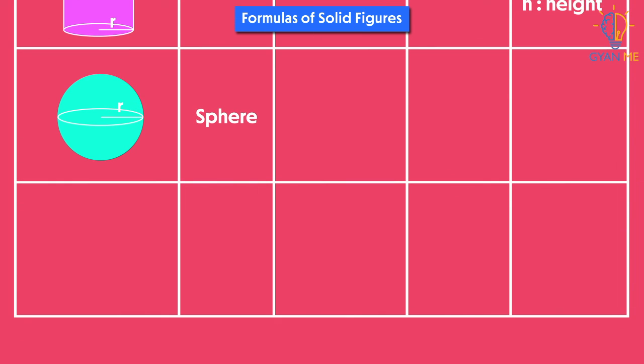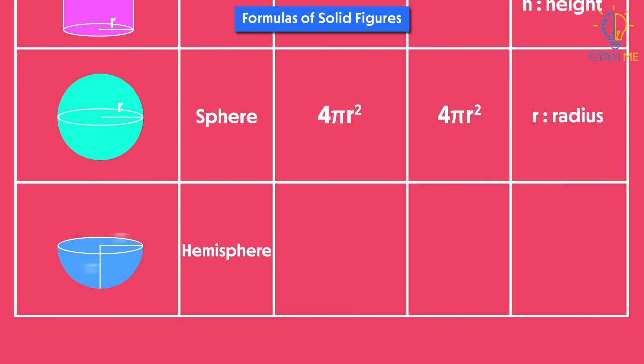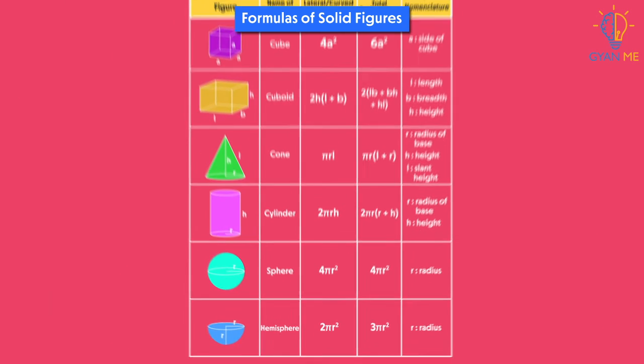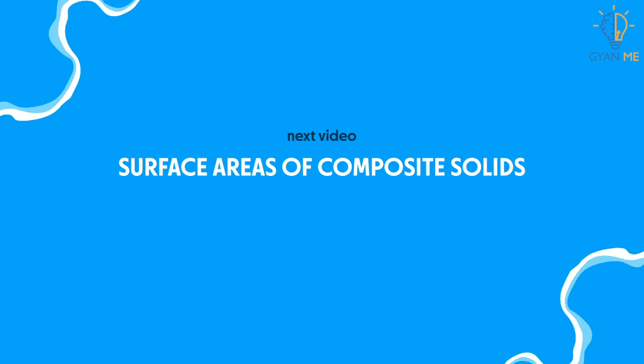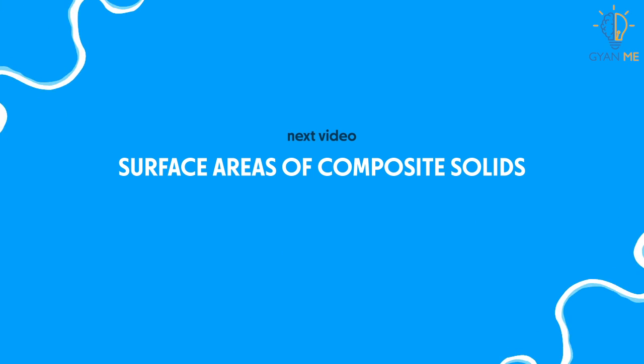Sphere. For sphere, lateral or curved surface area is equal to total surface area, which is 4 pi r square. Here r is radius. Hemisphere. Lateral or curved surface area of hemisphere is equal to 2 pi r square, and total surface area is equal to 3 pi r square. Here r is radius. In our next video, we will see how to find surface areas of composite solids, that is combination of solids.